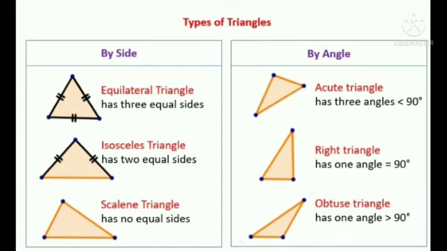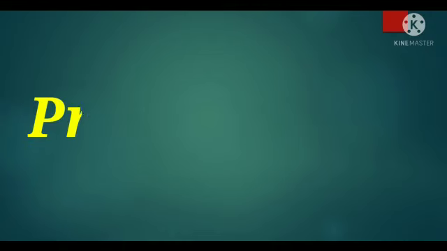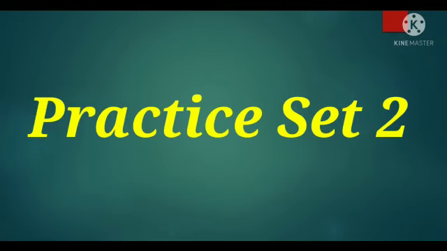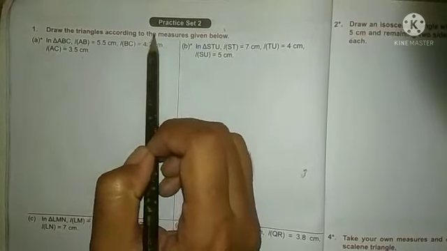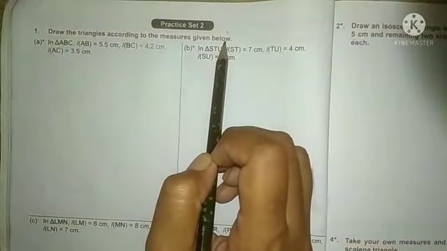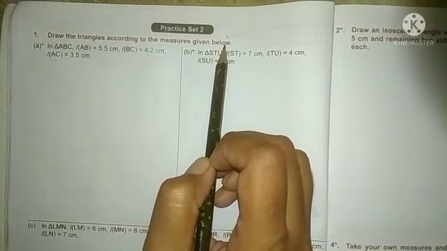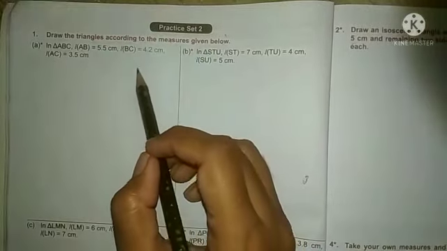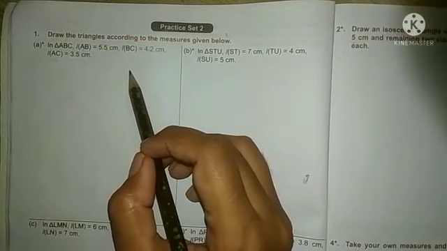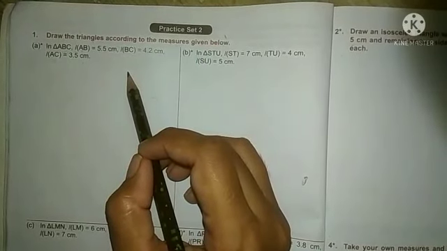Clear? But in this chapter you have to study the types of triangle by side. You have to keep in mind what is equilateral triangle, isosceles triangle and scalene triangle. Now let's see practice set 2. First question, draw the triangles according to the measures given below. Here the lengths of all the three sides are given. You have to construct the triangle according to those lengths.